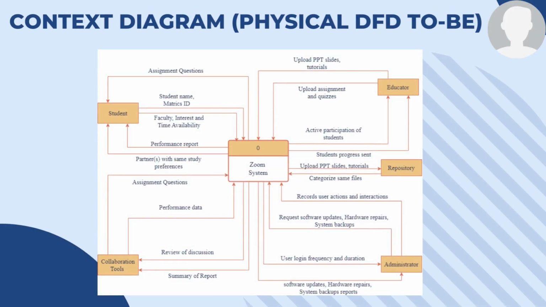To better understand the system, let's take a look at the context diagram. As you can see, the context diagram illustrates the interaction between different entities within our peer-to-peer study system, which integrates with the Zoom platform. First, we have student. The student is the primary user of the system, where they can choose their study partners and access assignment questions. Next, we have collaboration tools. These have discussion boards to discuss the ideas that the users have.